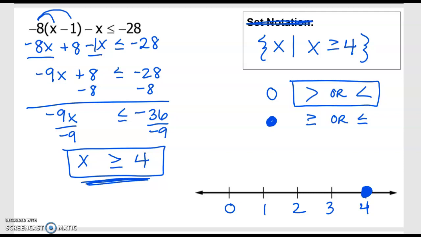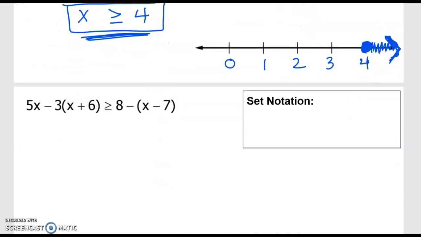Now, which way am I shading? Well, it says greater than 4, and notice the inequality is pointing to the right. So that means we're going to the right. And that's how, that was a messy arrow. And that's how we shade our graph here. Okay, let's try another one.